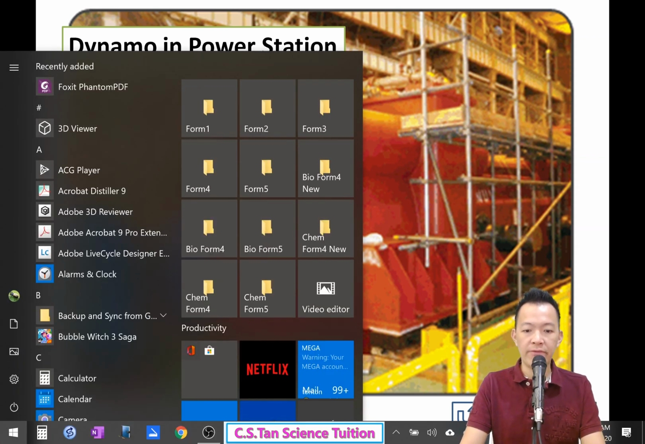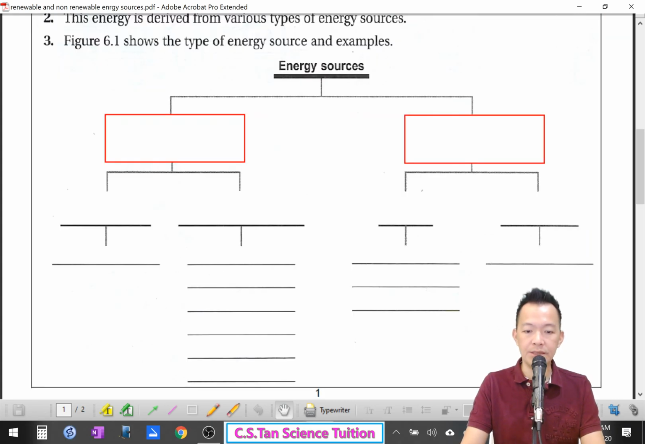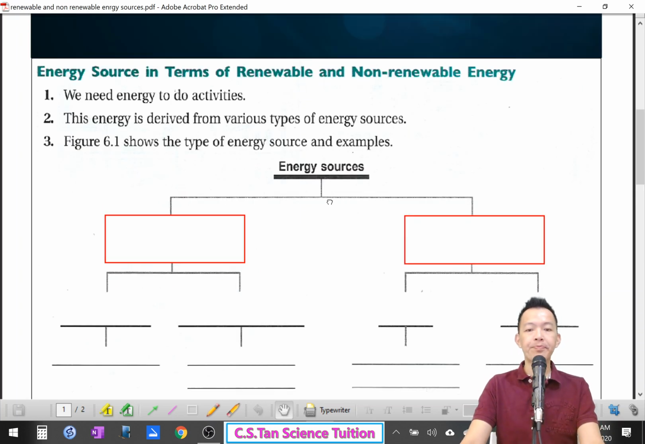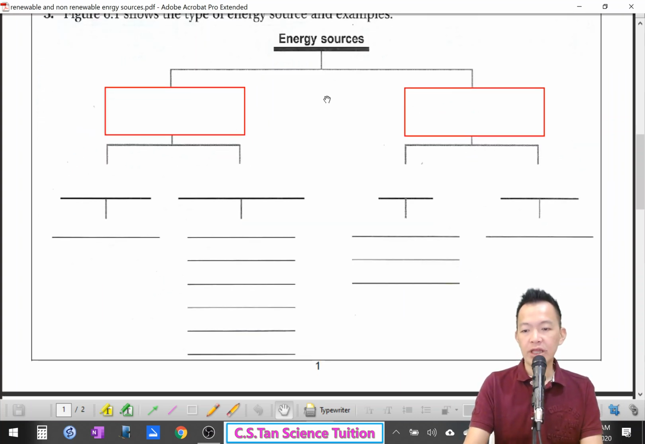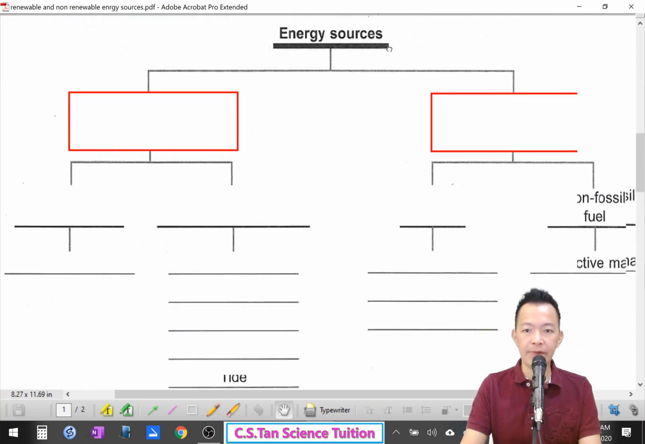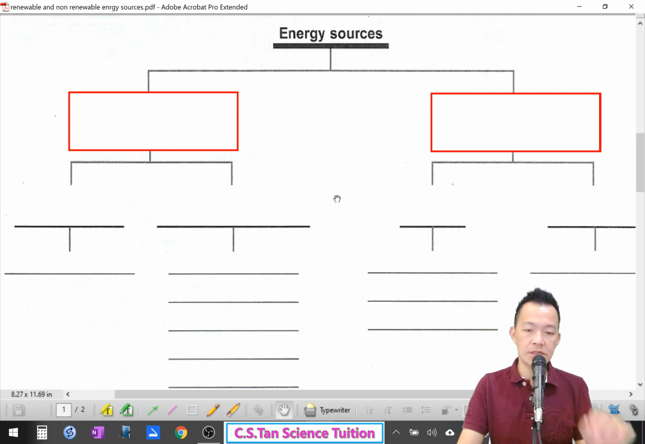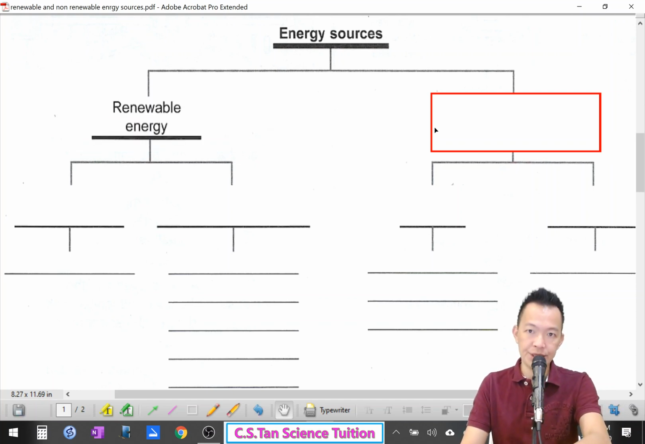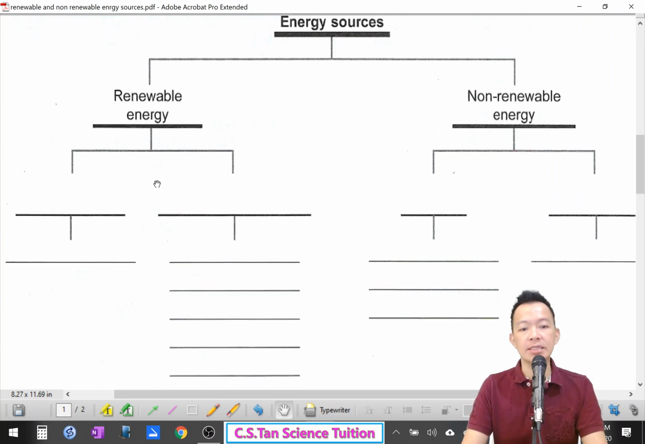But what energy sources are used by TNB to generate the electric energy? So now we are on page number 1, 我们在第一面了. Energy sources, 能源产生电能的能源. When we talk about energy sources, we can separate them into two, 可以分成两大类: renewable energy and non-renewable energy, 能更新跟不能更新.